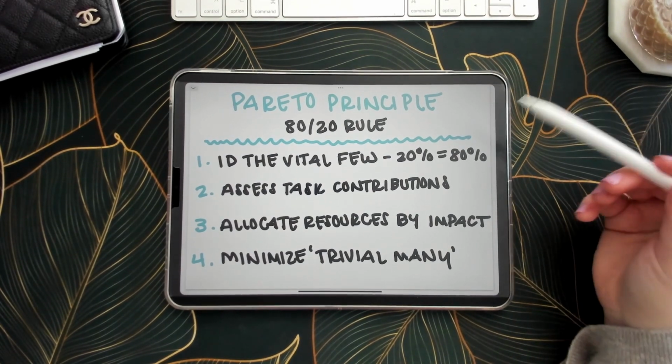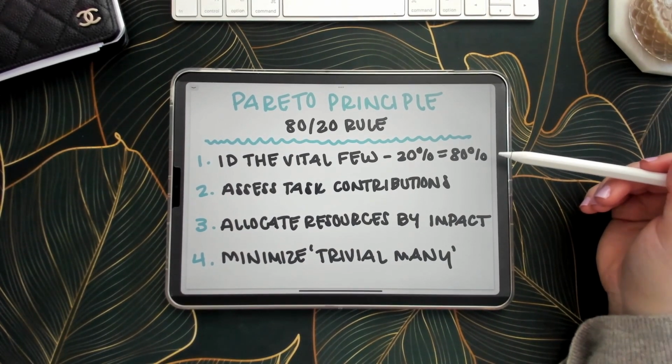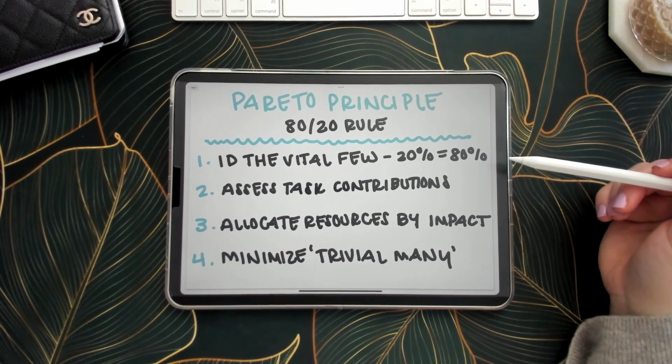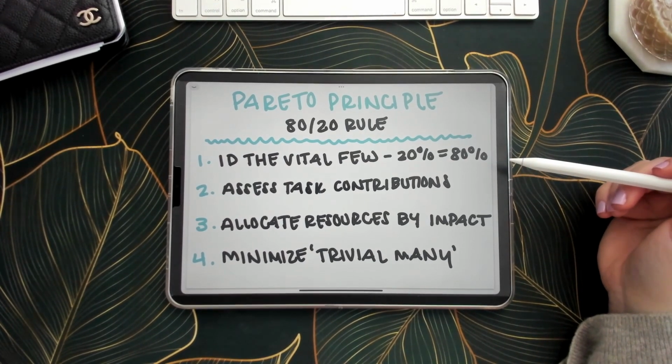So we want to figure out what the tasks are that are actually going to have impact in the long run. And those are the things we want to A, prioritize, and B, put most of our resources behind so that we can do those extremely well.